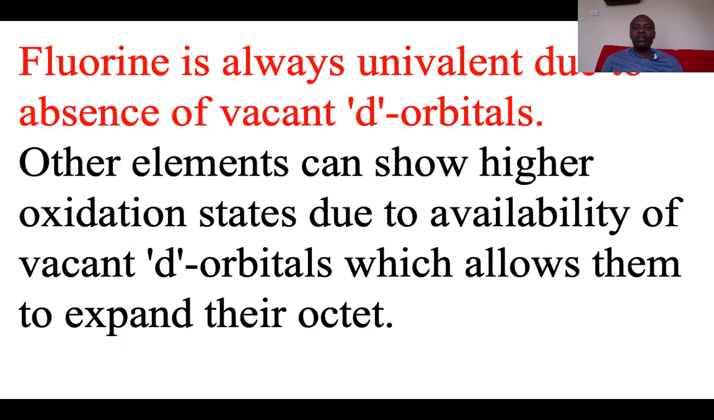The d orbitals allow them to expand their octet, but you know very well that for fluorine it doesn't. So we say that other elements can show higher oxidation states due to availability of the vacant d orbitals, which allow them to expand their octet. Those vacant d orbitals are the ones which accommodate the incoming electrons from other different substances. That's what we call expansion of the oxidation state.